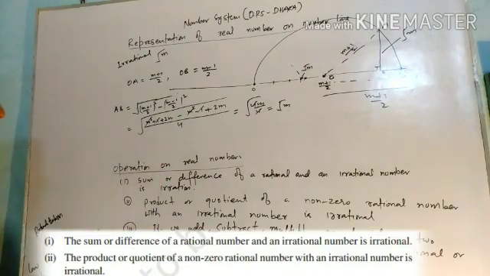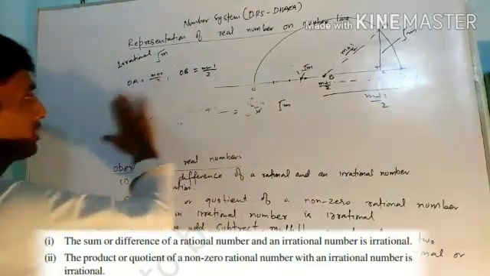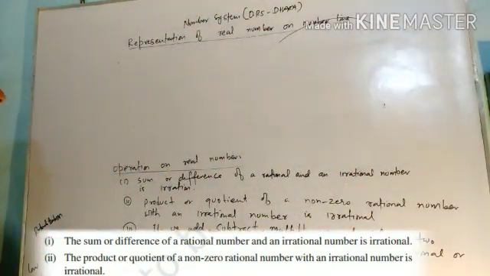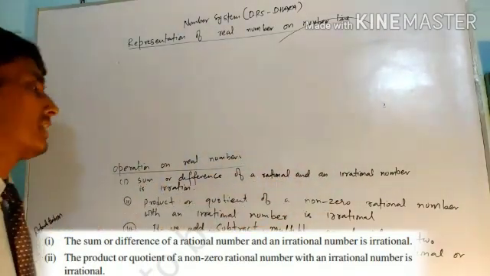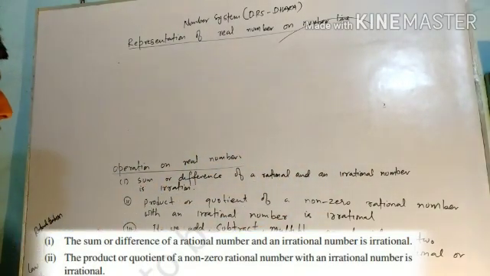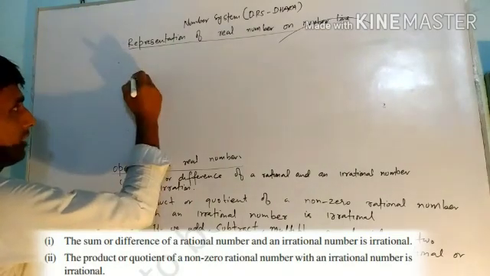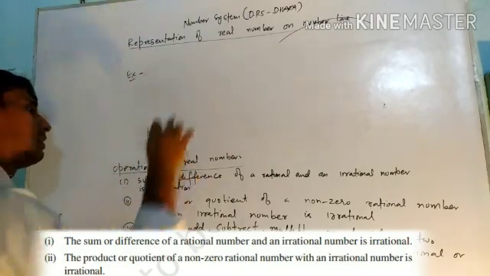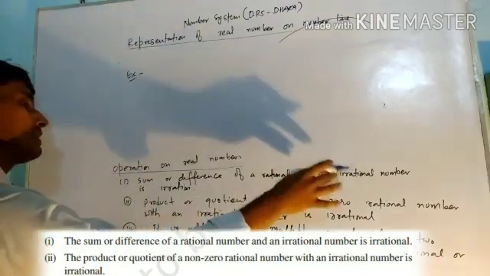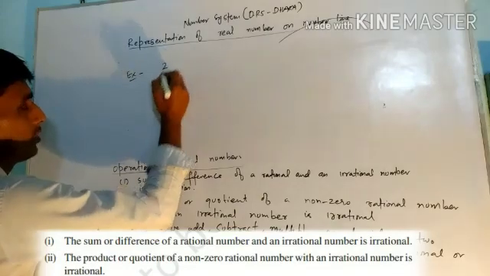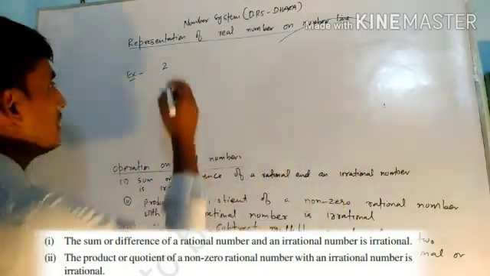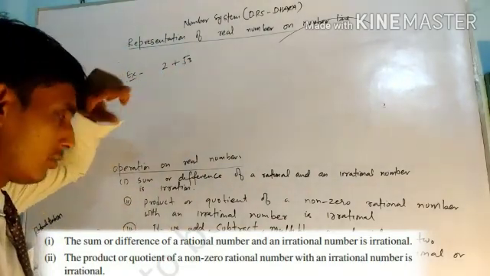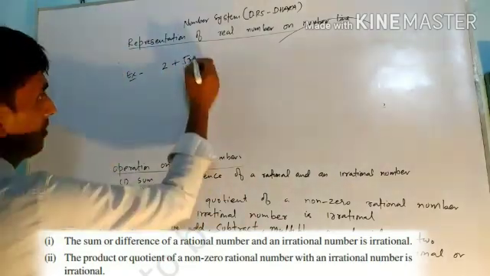That is operation on real numbers. So the first point is: sum or difference of a rational and an irrational number is irrational, always irrational. Suppose I am giving an example. Suppose we have a rational number 2 and an irrational number root 3. So if we add 2 and root 3, we will always get an irrational number.